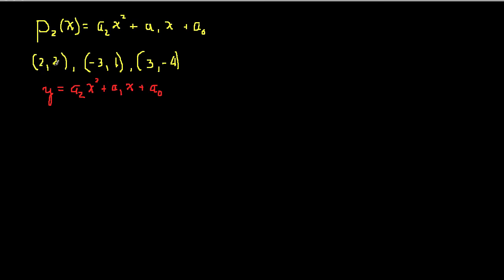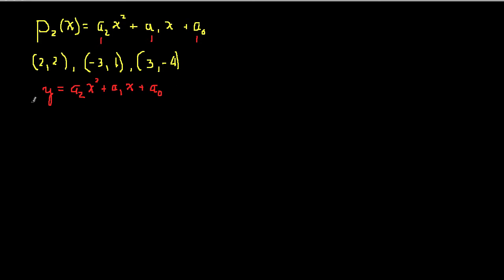The first point is x equal 2, y equal 2. The second point is x equal negative 3, y equals 1. And the third point is x equals 3, y equals negative 4. So what I need to find to solve that equation is I need to find the values for each of these coefficients, a2, a1, and a0.